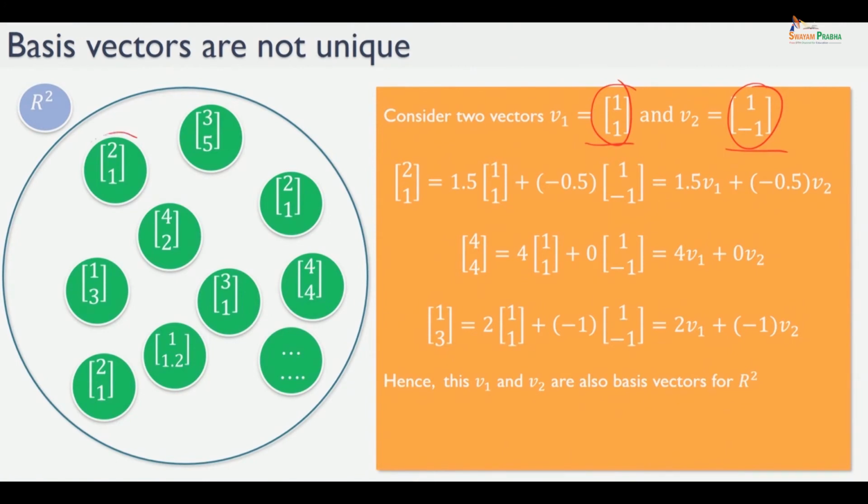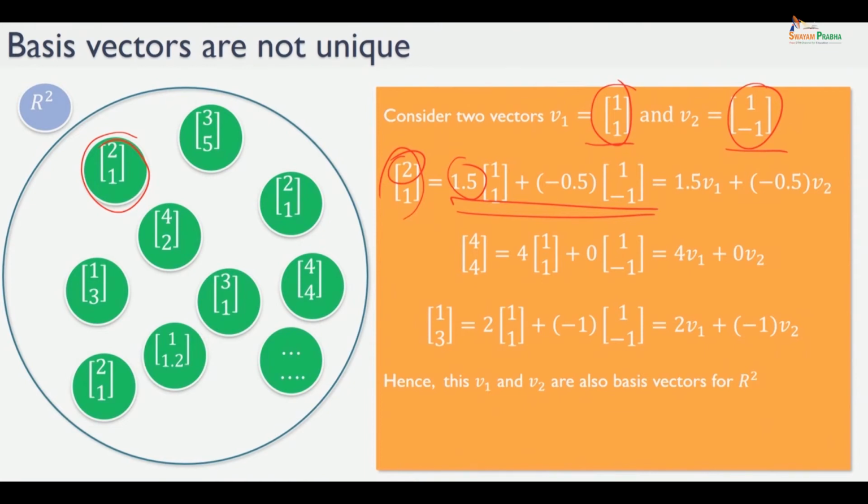So remember, we represented 2 1 in the previous case as 2 times 1 0 plus 1 times 0 1. Now let's see whether I can represent this 2 1 as a linear combination of 1 1 and 1 minus 1. So if you look at this, this is the linear combination. Notice however, because of the way I have chosen these vectors, these numbers are not the same as this. So in the previous case, when we used 1 0 and 0 1, we said this can be written as 2 times 1 0 plus 1 times 0 1. However, the numbers have changed now. Nonetheless, I can write this as a linear combination of these two basis vectors.